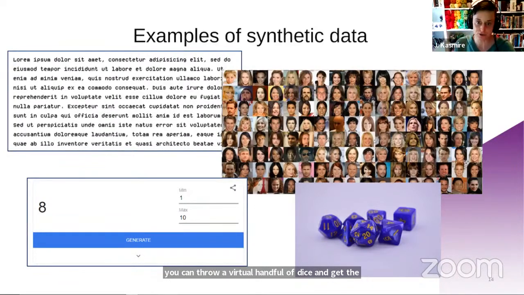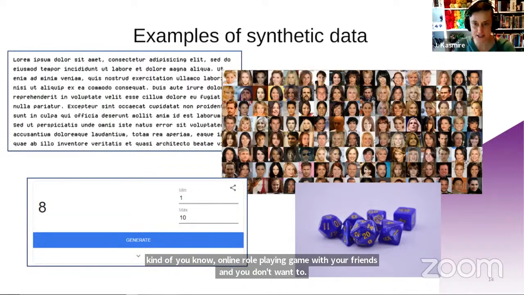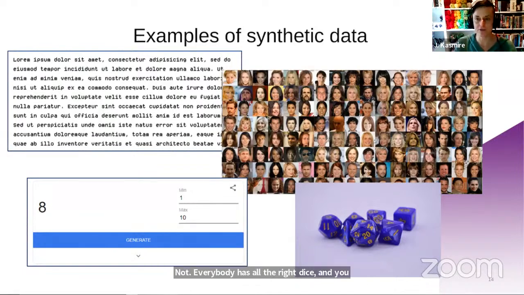This is very useful if you're playing some kind of online role-playing game with your friends and not everybody has all the right dice. And you don't want to let people cheat about, oh, did it really land on 20? Oh my God. Just get a dice simulator that everyone can see the results of, and it's all fair and good and synthetic.